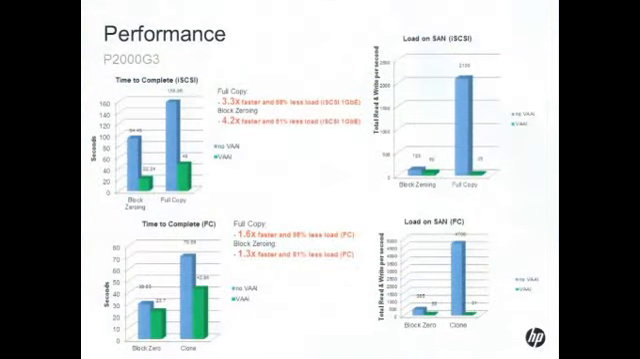So now that I've sold you on VAI shouldn't be faster, let me tell you how much faster it can be. I have a few slides here that discuss how much faster VAI has shown to be on some implementations. So this was a P2000 G3 MSA array.